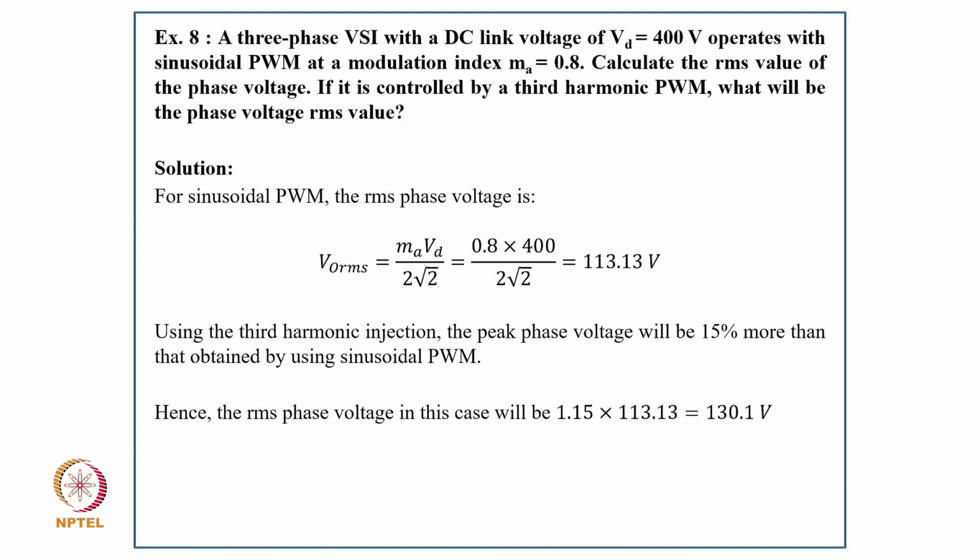Coming to example 8, a 3-phase VSI with a DC link voltage of VD equal to 400 volt operates with sinusoidal PWM at a modulation index MA equal to 0.8. Calculate the RMS value of the phase voltage, and if it is controlled by third harmonic PWM, what will be the phase voltage RMS value? So for sinusoidal PWM, the RMS phase voltage is VRMS equal to MA VD upon 2 root 2, and putting value it comes 113.13 volt, and using the third harmonic injection, the peak voltage will be 15% more than that obtained in sinusoidal PWM. Hence the RMS voltage in this case will be 1.15 into 113.13, that is 130.1 volt.